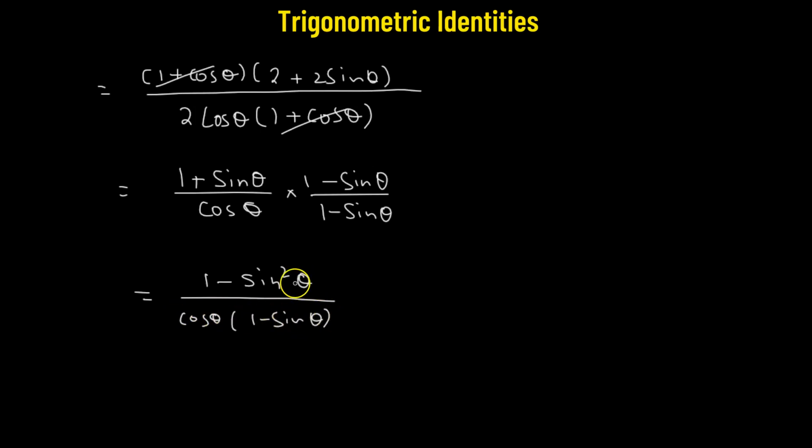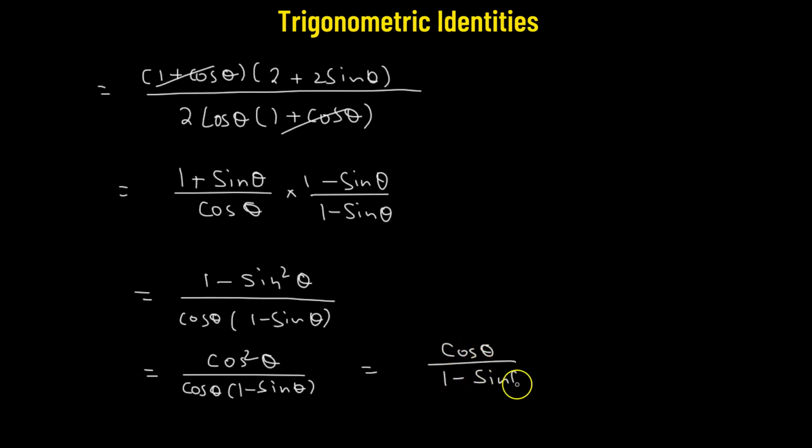Now since we know the identity sine squared theta plus cosine squared theta equals 1, 1 minus sine squared theta will be cosine squared theta divided by cosine theta times (1 minus sine theta). So we can factor out one cosine theta from the numerator and the denominator, and our final expression will be cosine theta divided by (1 minus sine theta), which is the expression on the right hand side. And we have successfully shown that the left hand side of the given trigonometric expression is equal to the right hand side, hence proved.